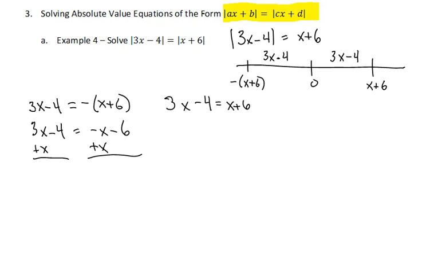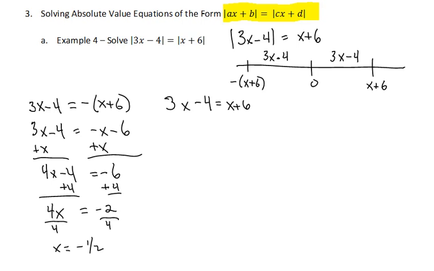And so I'm adding x to both sides, and I get 4x minus 4 is equal to negative 6. Then my next step would be to add 4 to both sides. And when we do that, we get 4x equals negative 2. Dividing both sides by 4, we end up with x is equal to negative 1/2. Alright, and we'll double check that in a second.